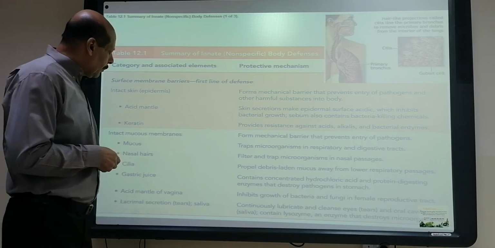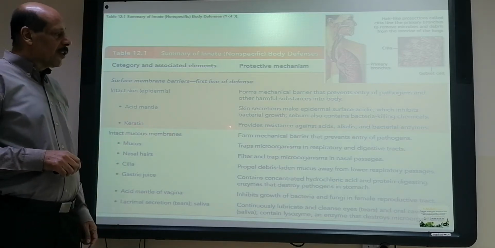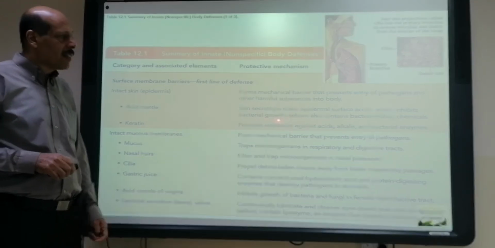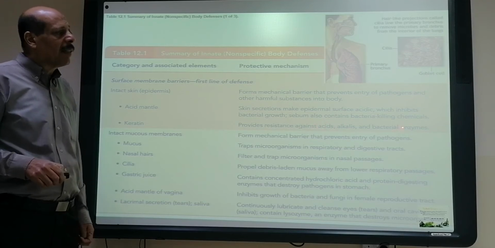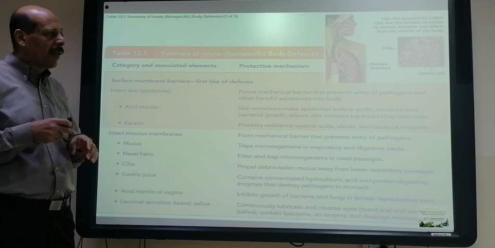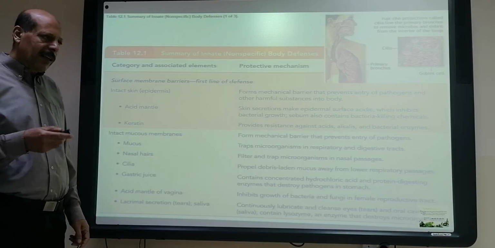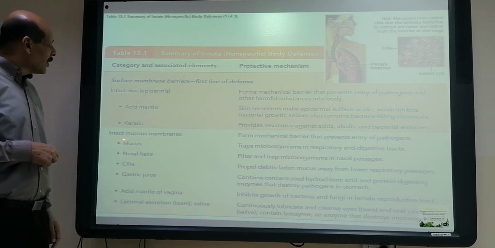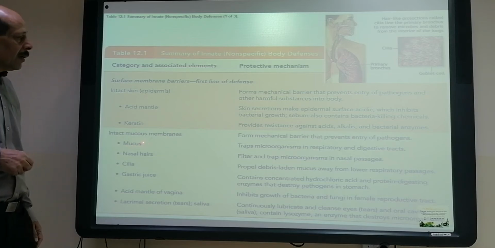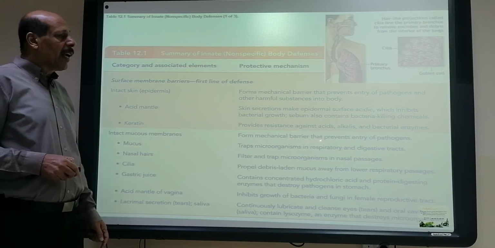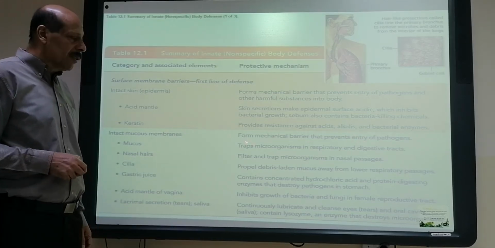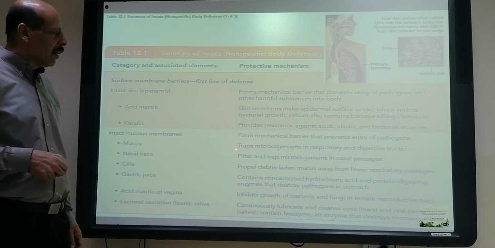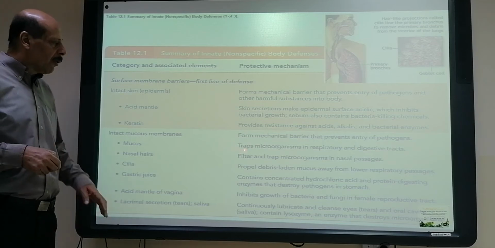So the keratin in our skin provides resistance against acid, alkaline, and bacterial enzymes, so it will prevent cracking of the skin caused by those materials. And as we said, the intact mucous membrane forms a mechanical barrier that prevents entry of pathogens. It is the same as the skin, but it lines the internal organs, like the gastrointestinal tract, from the mouth to the anus.